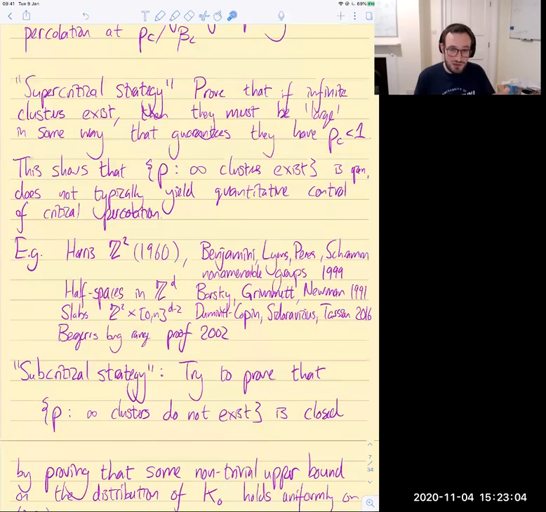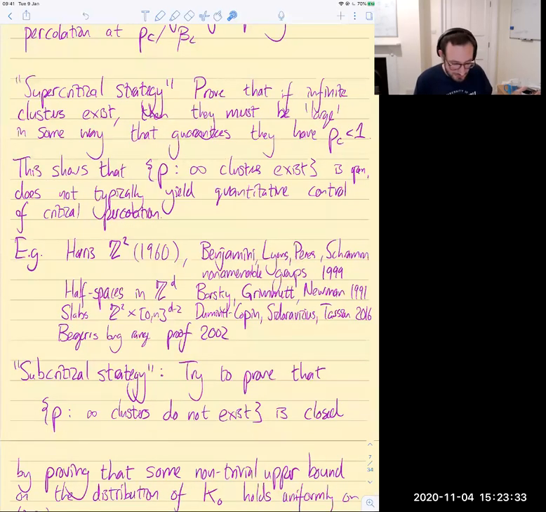It has PC less than 1. So if I can show that this infinite cluster has PC less than 1, well, then it would follow that if I decrease P a bit, then I still have an infinite cluster. So I've shown that the set of P where infinite clusters exist is open, which is what I want to do. Okay, and there are various ways of formulating essentially this strategy, and it's been pursued very effectively in a lot of works.